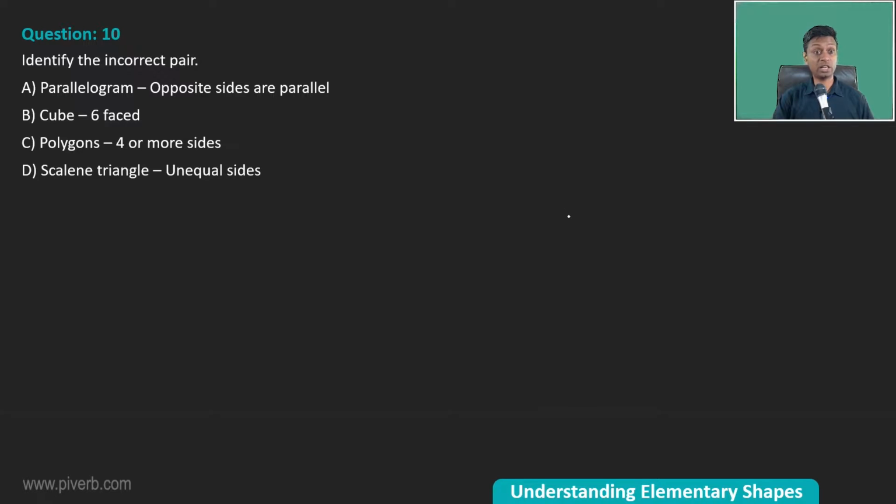Identify the incorrect pair. Parallelogram, opposite sides are parallel. That's the very definition of a parallelogram. Two pairs of opposite sides are parallel to each other. That's a parallelogram. There are a bunch of properties of a parallelogram, but this is the very definition. So this is correct.